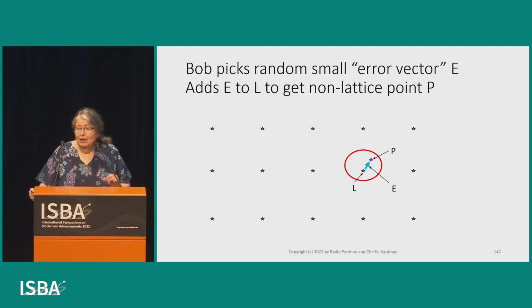And because Alice has the good basis, she can find the nearest lattice point, L. And then she can subtract L from P to get the error vector. And it's the error vector which is the secret that Bob is sending to Alice. Okay?